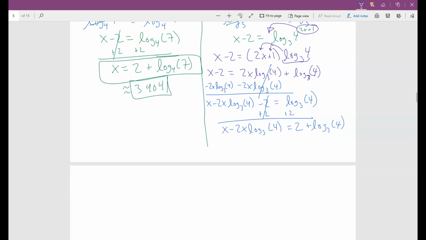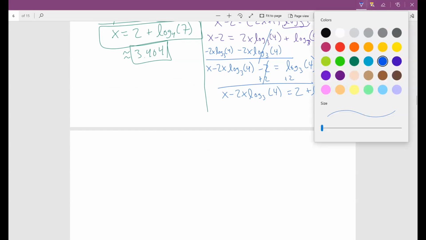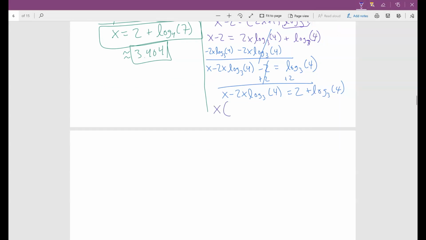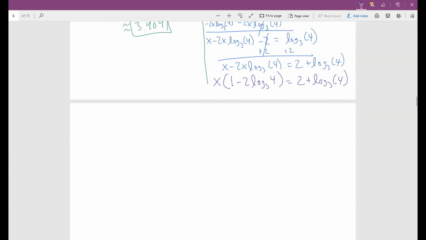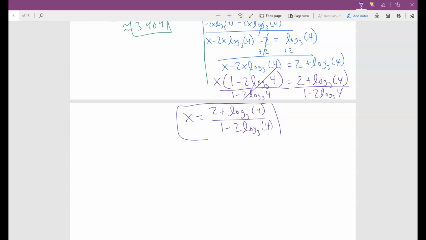Here what we can do is factor out an x. I'm going to take out an x. So all I'm left with is 1 minus 2 log base 3 of 4 is equal to 2 plus log base 3 of 4. And then finally, I can just divide both sides by this guy, 1 minus 2 log base 3 of 4. So this goes away, and I'm left with x is equal to 2 plus log base 3 of 4 divided by 1 minus 2 log base 3 of 4. This is my exact answer.